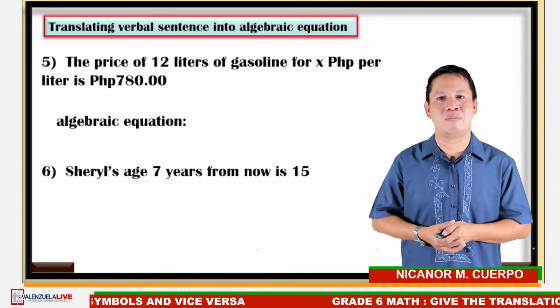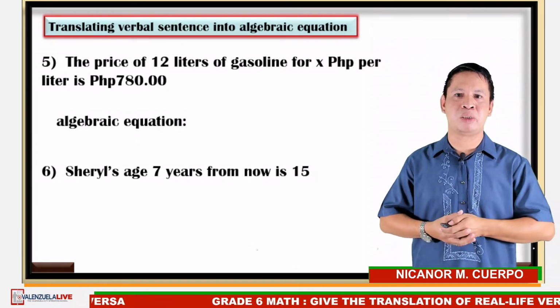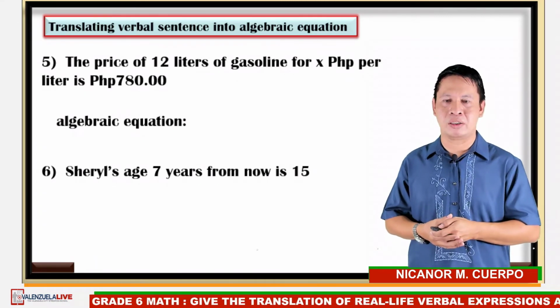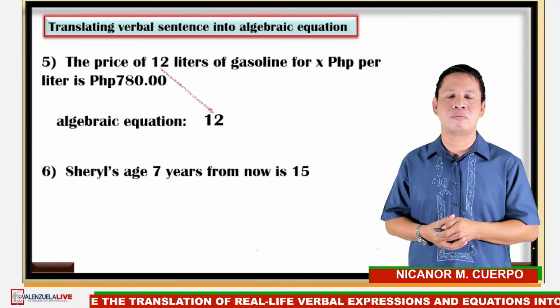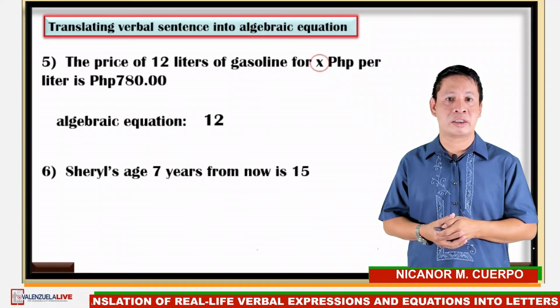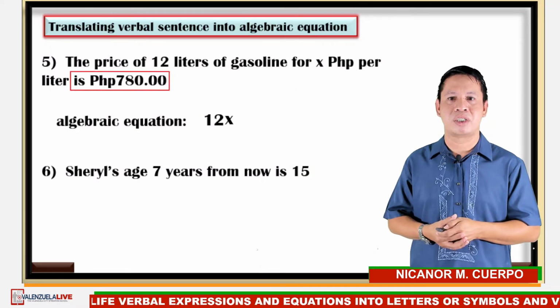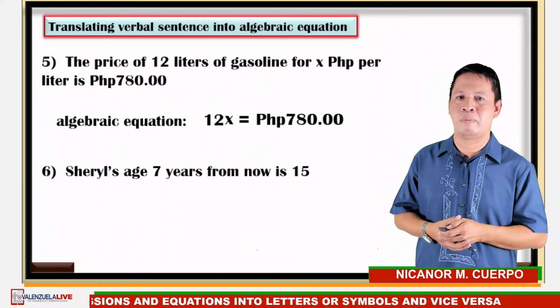For number 5, the price of 12 liters of gasoline at x PHP per liter is 780 pesos. So, 12 times x is equal to 780 pesos.